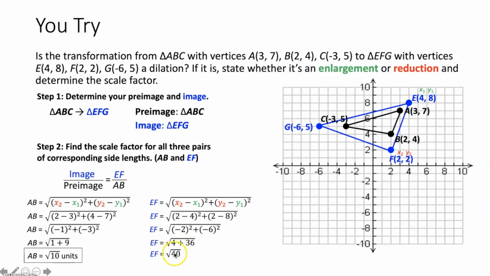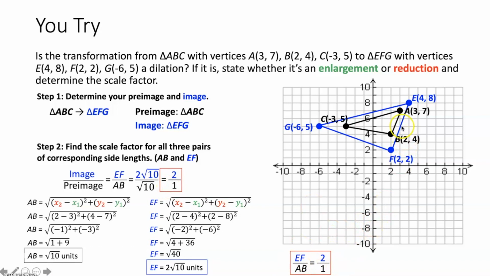So we end up getting rad 40, which we can actually simplify to rad 4 times rad 10. The reason we do that is because 4 is a perfect square. So the square root of 4 becomes 2. So this breaks up into 2 rad 10. Meaning that if we were to create a ratio of our corresponding side lengths with the image over the pre-image, in this case it would be 2 rad 10 over rad 10. And the rad 10s simplify to 2 over 1. So the scale factor of this pair of corresponding side lengths is 2 over 1 or 2.